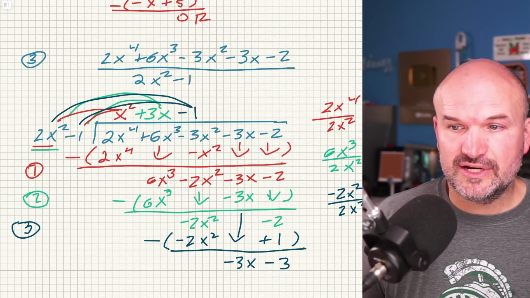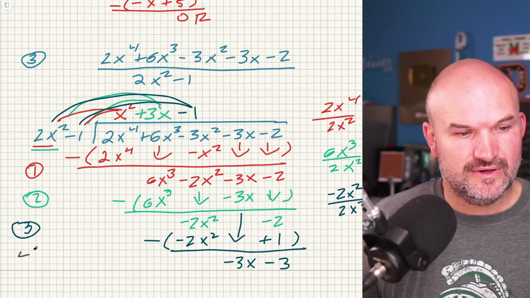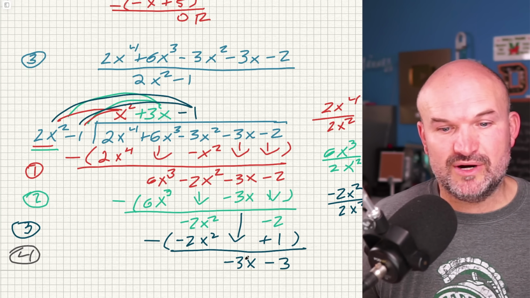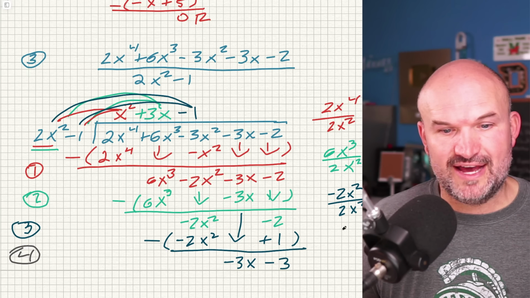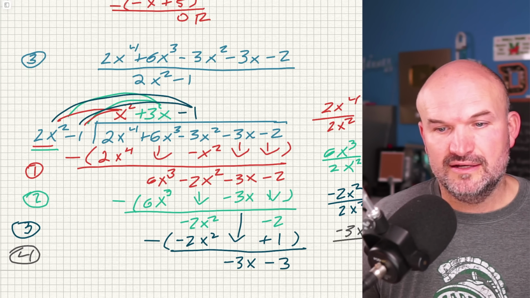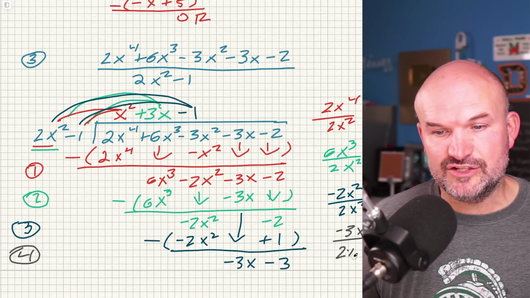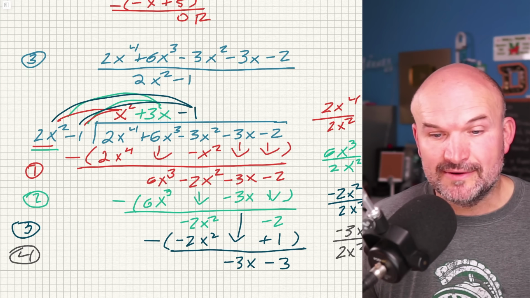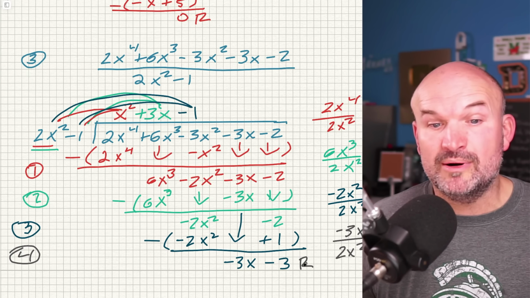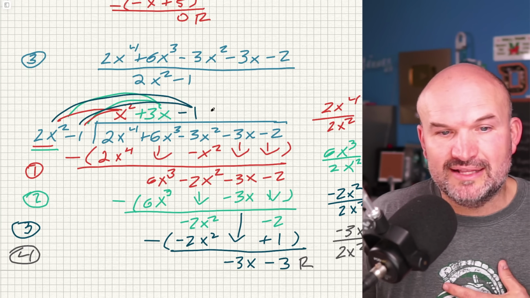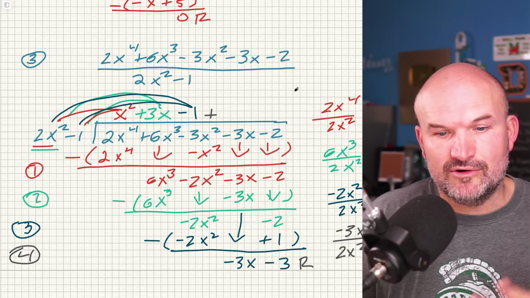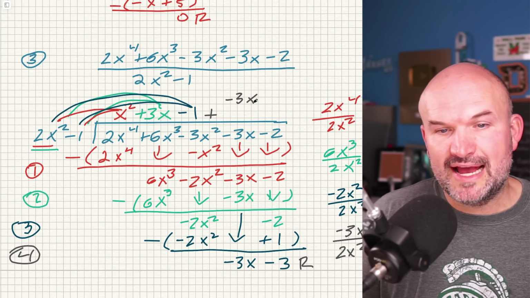Now, unfortunately, ladies and gentlemen, what you can see is for my step number 4, I cannot divide a 2x squared into a negative 3x, right? A negative 3x does not evenly divide into a 2x squared. So we can't do it. So this is going to be what we call our remainder. I always like to write this as plus, and then I'll take my remainder, which is a negative 3x minus 3.